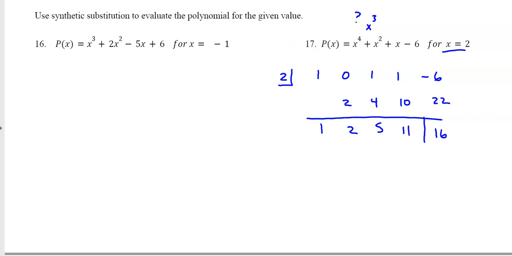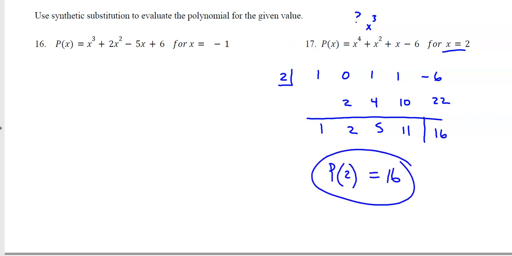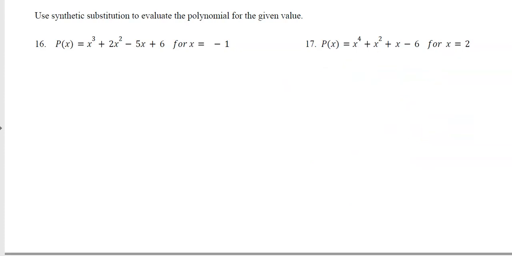So it looks like P of 2 gives me an answer of 16. And again, you could plug in there 2 to the 4th plus 2 squared plus 2, take away 6, and hopefully we get the right answer. So 2 to the 4th is 16 plus 2 squared plus 2 minus 6. 22 take away 6 is 16. So bam, checks out. Nice.